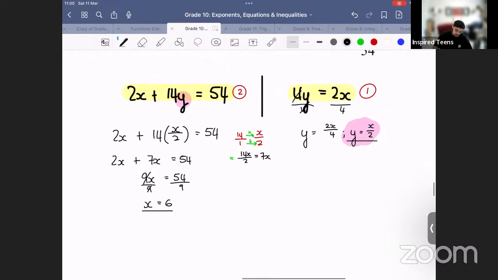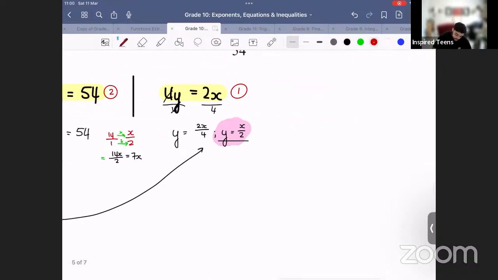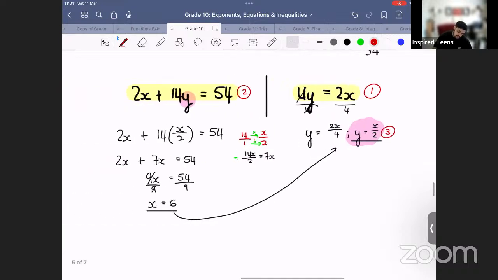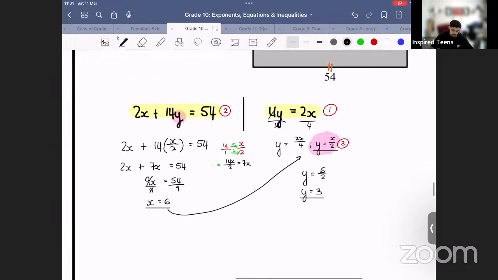Now substitute the variable into the rearranged equation, which is number 3. Sorry, we should have called this guy number 3. The rearranged, it will be the easiest to substitute into the rearranged. I'm going to get y is equal to x over 2, 6 over 2. y is equal to 3. Okay, hope that makes sense.